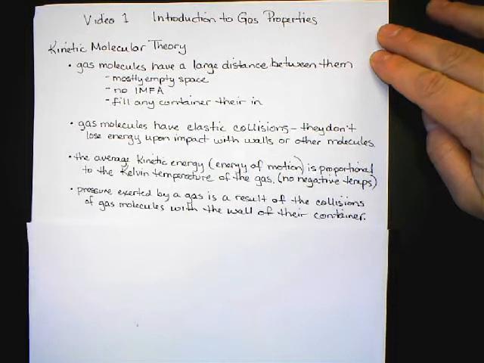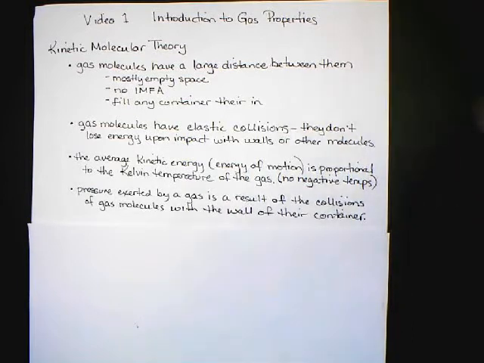And then the final idea is the idea that pressure is exerted by a gas as a result of collisions. So either between molecules or between molecules and the walls of their container, that's how we get pressure. So those are the four ideas of the kinetic molecular theory that you should have learned.